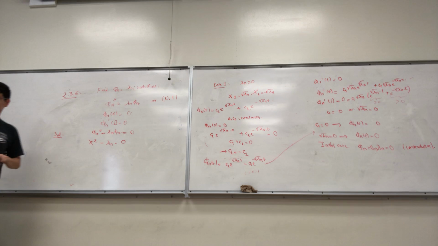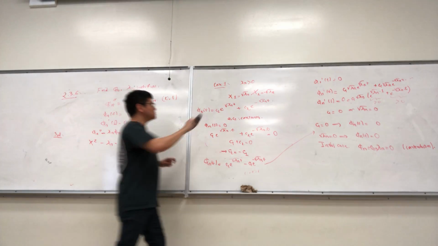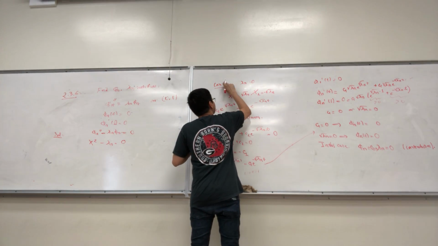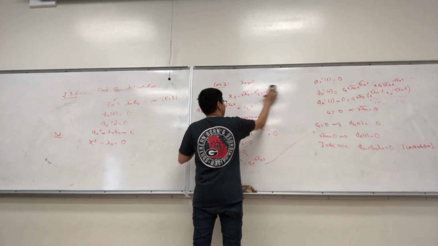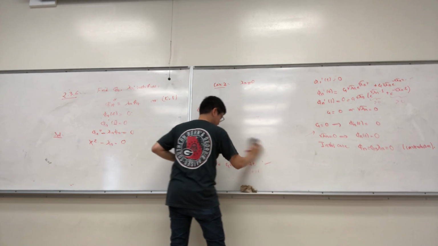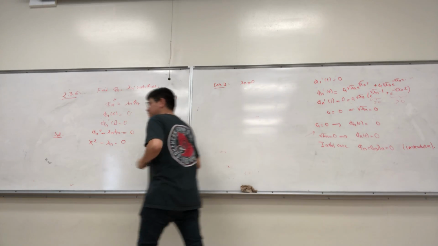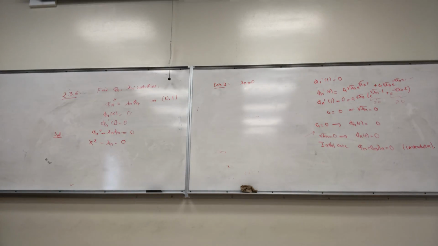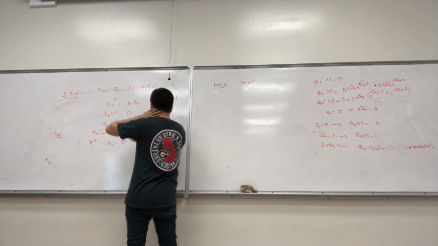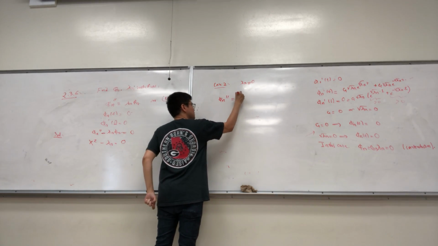Now, case number 2. What is case number 2? Lambda equals zero. So case number 2, lambda is 0. What happens when lambda is 0? You will not be able to find anything in the first case, but you always have to consider it. Now the second case, if lambda is 0, what happens? You have one solution. So when lambda is 0, phi double prime will be 0.